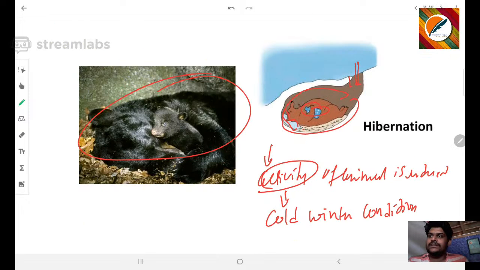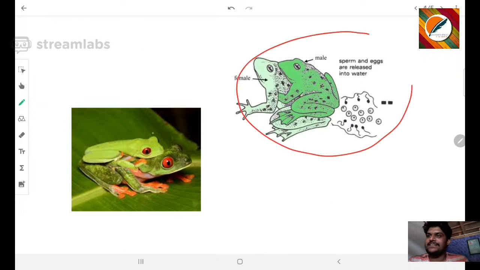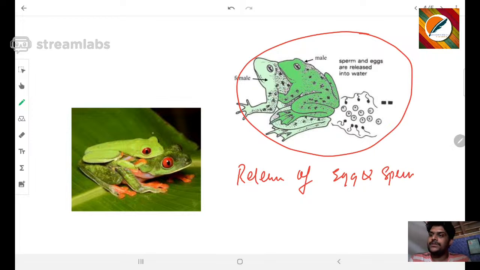So I'll show you first a diagram over here. So this is the external fertilization in frog. So what is external fertilization? Simply we can say it is the release of egg and sperm in the environment, and the fertilization also takes place at the same point. So I'll tell you the answer of this particular question, but before that, let's learn what this external fertilization is.